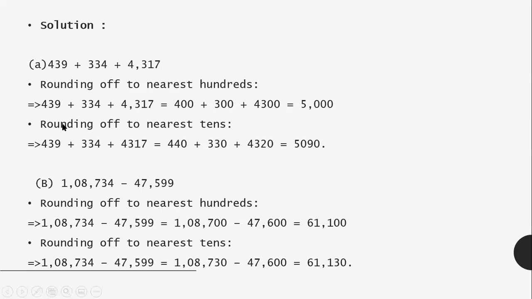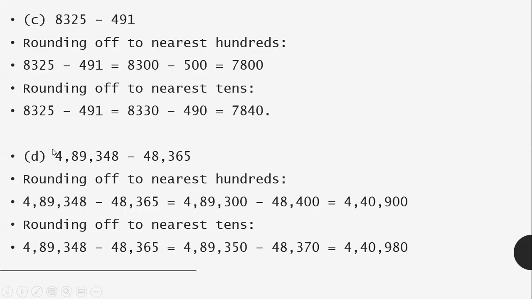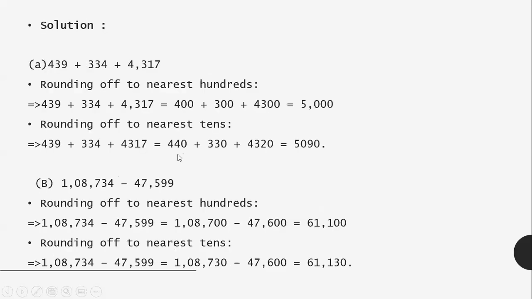But if we approximate these numbers to the nearest tens place, 439 becomes 440. 334 can be rounded off to the tens place, that is 330. 4317 can be rounded off to 4320. So if we add these numbers, we get 5019. This sum is closer to the real sum.